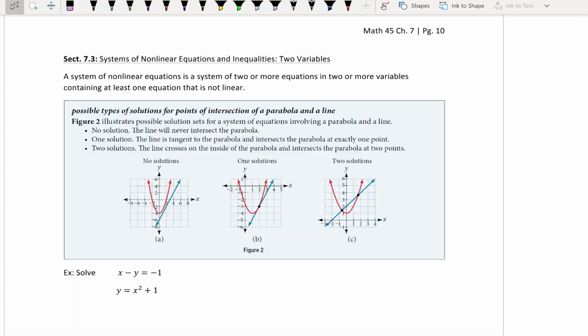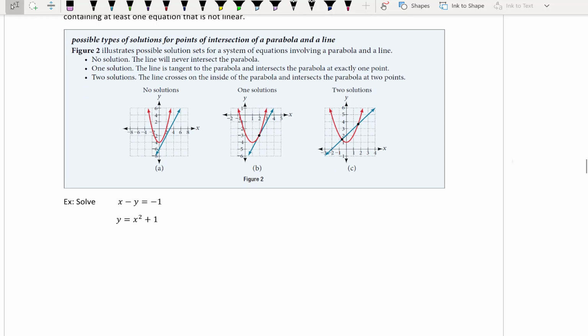Hello, Math 45 students. We will be picking up on page 10, section 7.3, Systems of Nonlinear Equations and Inequalities in Two Variables. A system of nonlinear equations is a system of two or more equations in two or more variables containing at least one equation that is not linear.